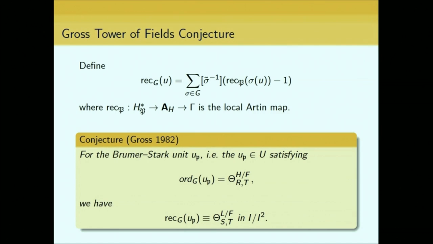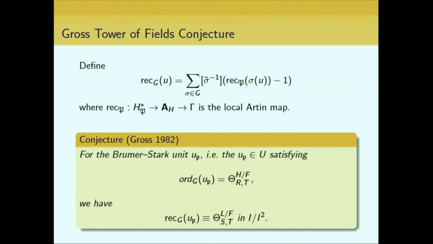This sigma tilde I haven't written down is just any arbitrary lift to script G. So its image doesn't matter what lift I take. I'll call that rest sub G. And the conjecture is that the image of this Brumer-Stark unit under the Artin reciprocity map is this theta.